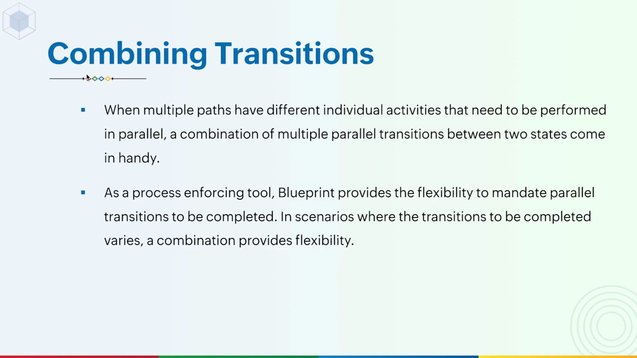Multiple transitions provide the flexibility required to have multiple possible process options that the record could take between two states. Parallel transitions, as we discussed, allow parallel processes to be completed between two states. In some scenarios, both of these are a possibility. That is, a record could not only take different paths, but the path it could possibly choose requires multiple activities that need to be performed in parallel.